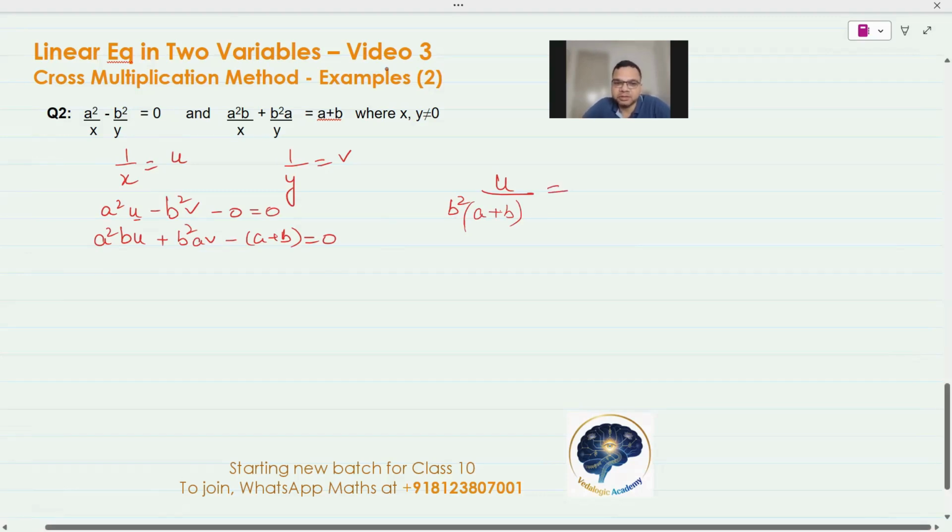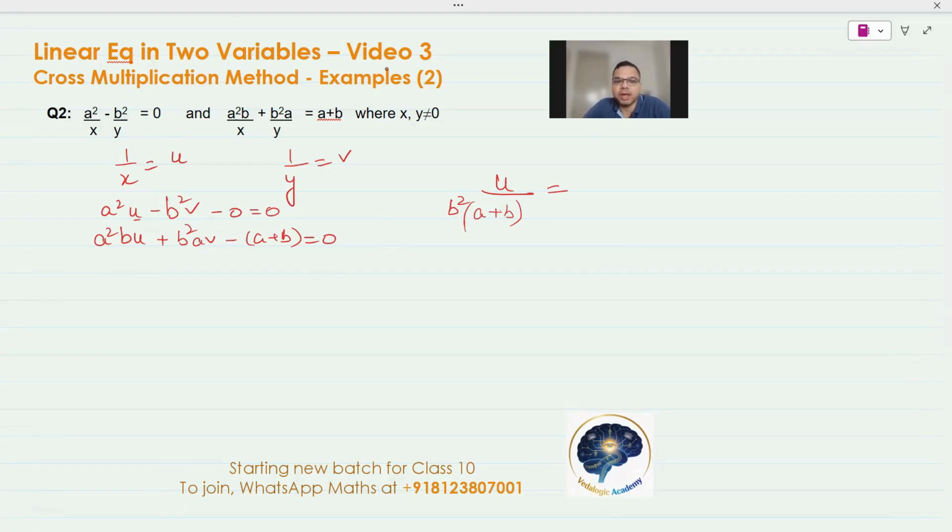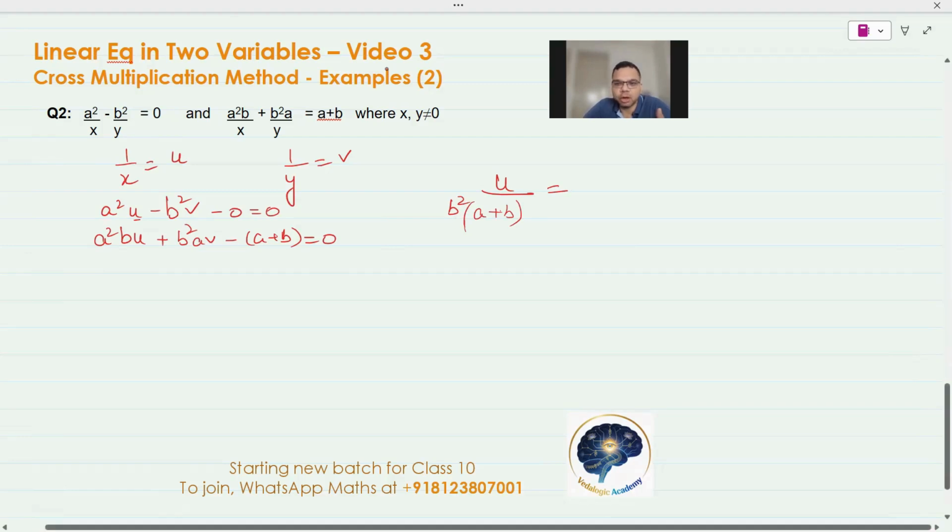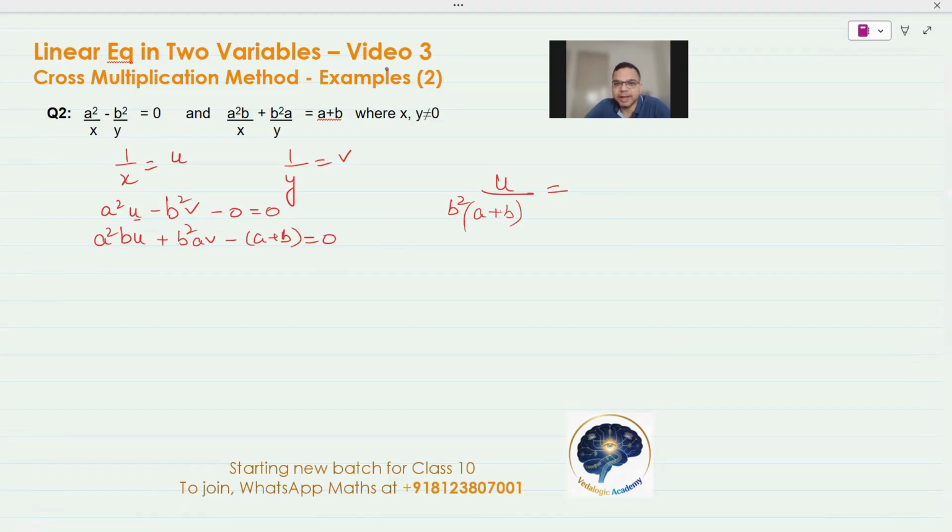I hope this is clear, because we are multiplying b square a with 0, since there is no constant term here in the first equation. So this gets cancelled and it becomes 0, right? That's why I have not put anything in front of this part.